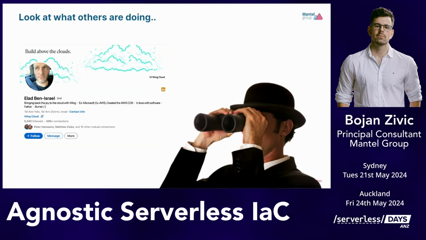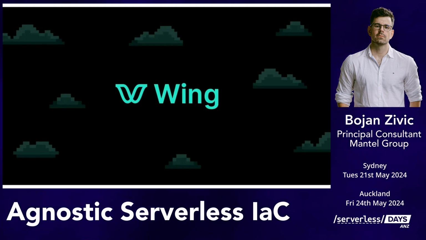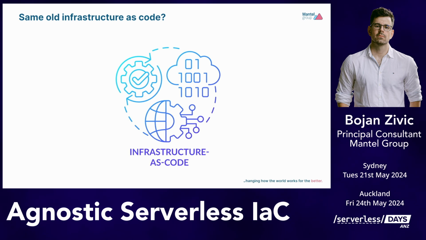CDK was made by somebody. CDK was made by this man, Elad Ben Israel. He was one of the co-founders and creators of CDK. And what he basically did is he started another company. And through the other company, he saw an opportunity for what infrastructure as code looks like as we now blur the lines between developer and system administrator. Heavily. Not DevOps, but basically one-to-one. Well, he looked at the future and created something called Wing. It's not Red Bull, so don't get too confused. Is it the same old infrastructure as code?